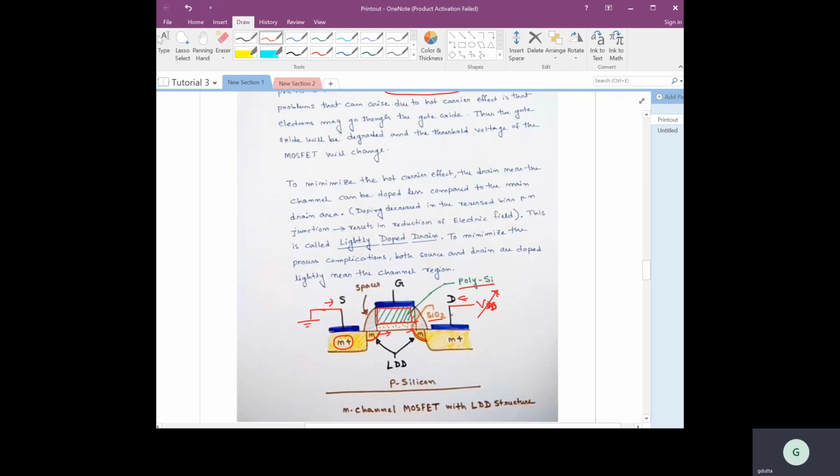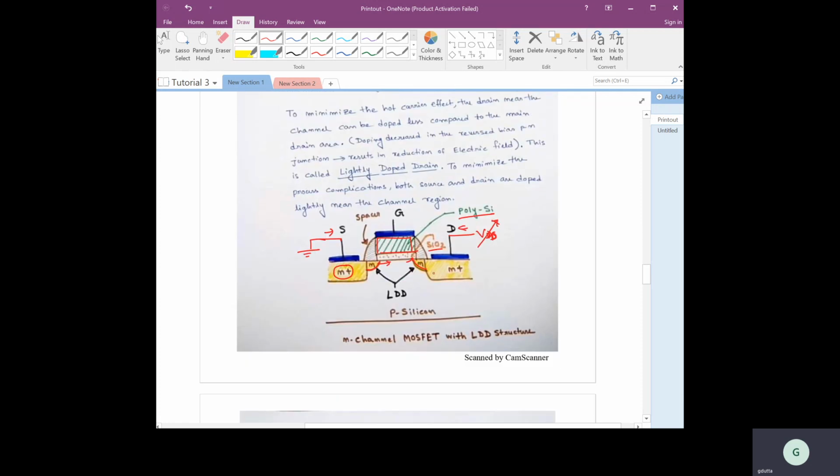Why? Because if you consider this body, this PN junction is always reverse biased, right? And in any reverse biased PN junction, if you reduce the doping on this side, then what will happen? The electric field on this side also gets reduced. So you can see here, the doping reduces in the reverse biased PN junction, which results in reduction in the electric field across this PN junction. As a result, you have to make some region where the doping concentration is a bit less.